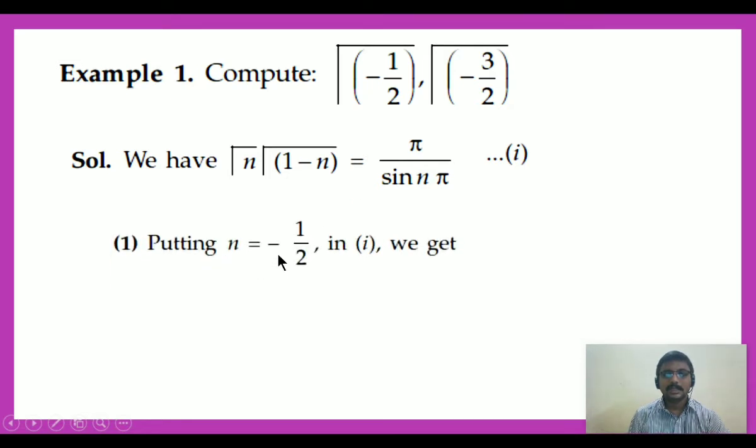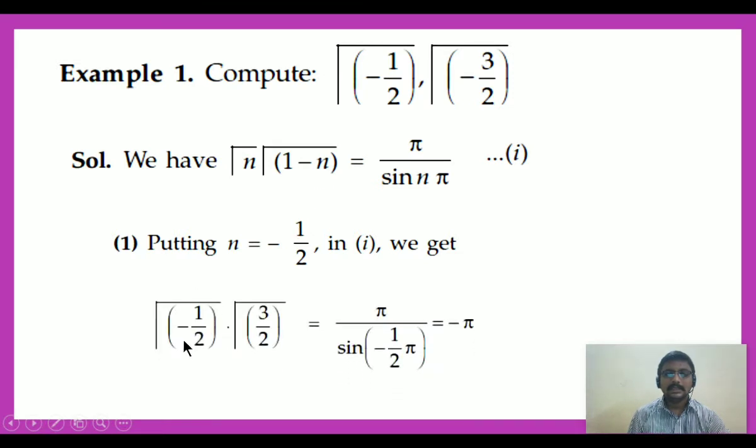Now putting n equal to minus half for the first value in this equation, that is gamma of minus half into gamma of 1 minus minus 1 by 2. Minus into minus is plus, that is gamma of 3 by 2, is equal to pi by sine of n. But what is n here? Minus half. So sine of minus half pi. But we know that sine of minus theta is minus sine theta. That is minus sine pi by 2. But what is the value of sine pi by 2? 1. So pi by minus 1 is minus pi. So it is the value of gamma of minus half into gamma of 3 by 2.